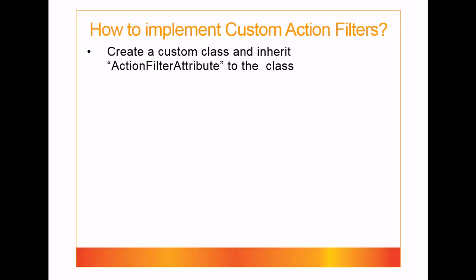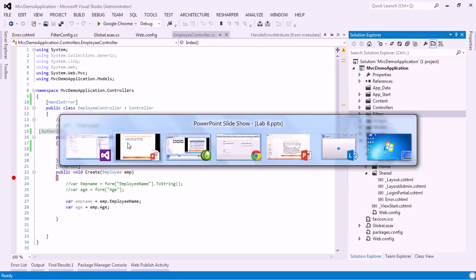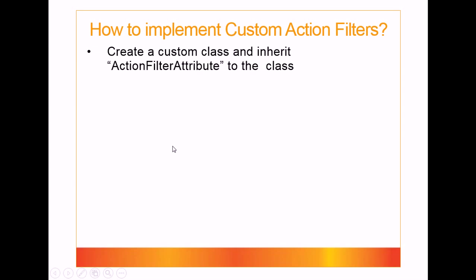Now let's see how we can implement custom action filters in MVC. For implementing a custom action filter, we need to create a custom class and inherit the action filter attribute in the class.